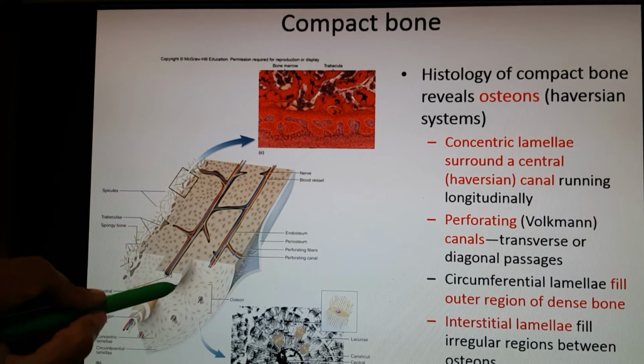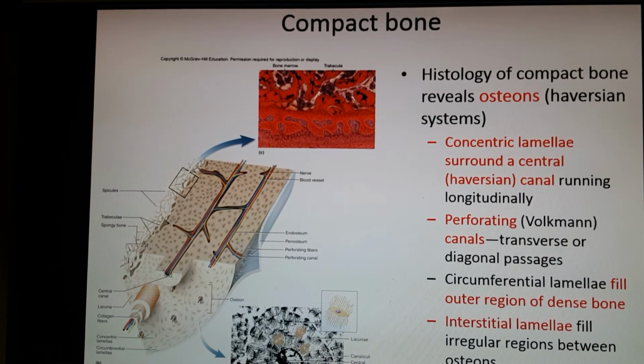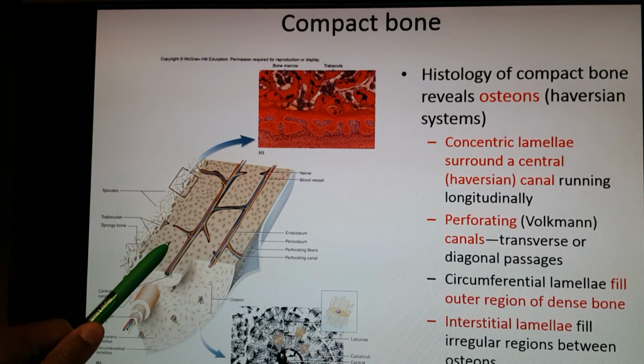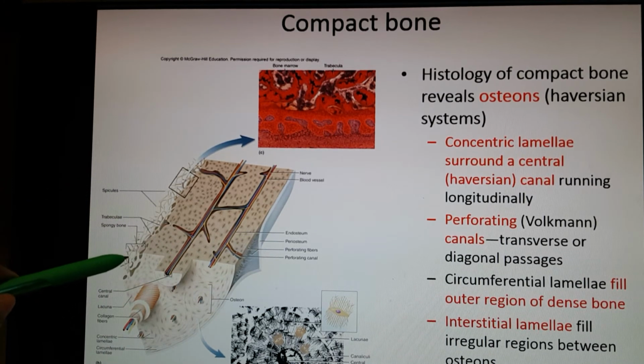In between these circles, so like the little gaps in between, are called interstitial laminae, and it's just irregular regions in between the osteons. They're like older osteons that have now been pushed out of the way, so not compacted, but just kind of pushed out of the way from the other osteons that have grown. So again, this is the compact bone that's on the outside of your spongy bone, which you can see here on the side.